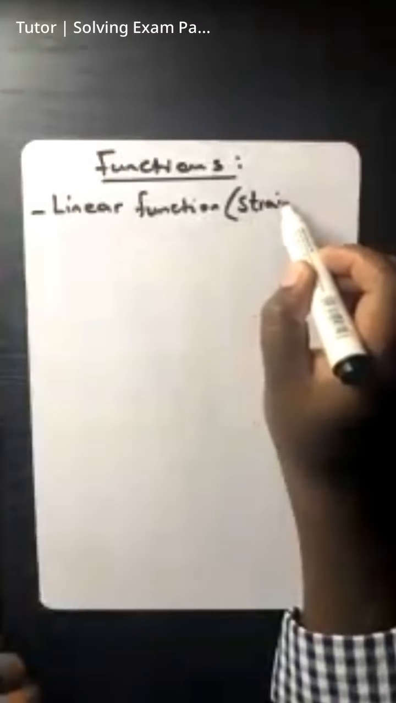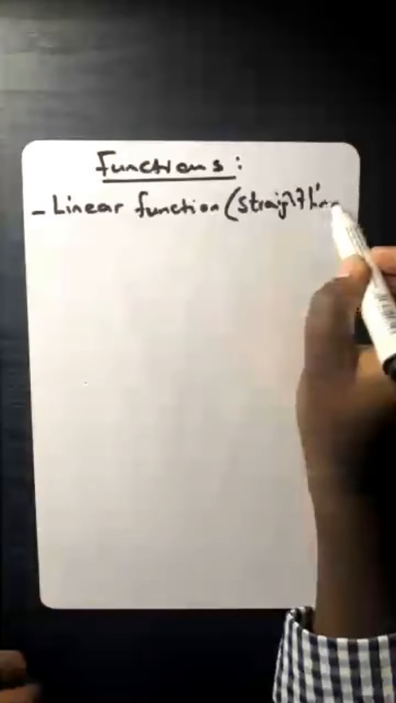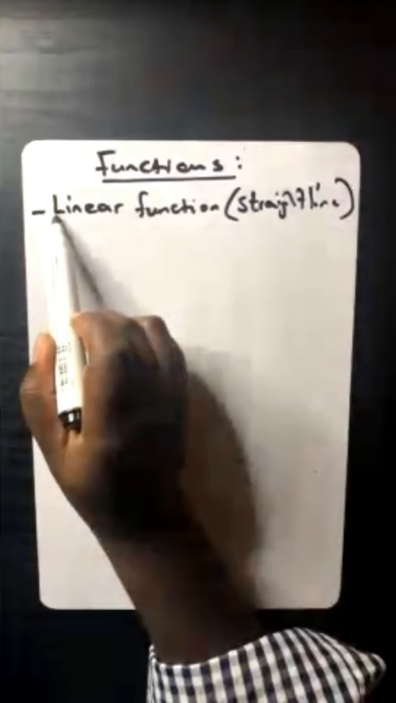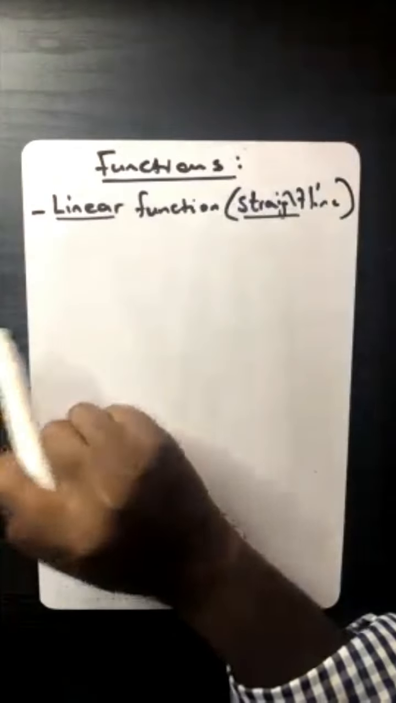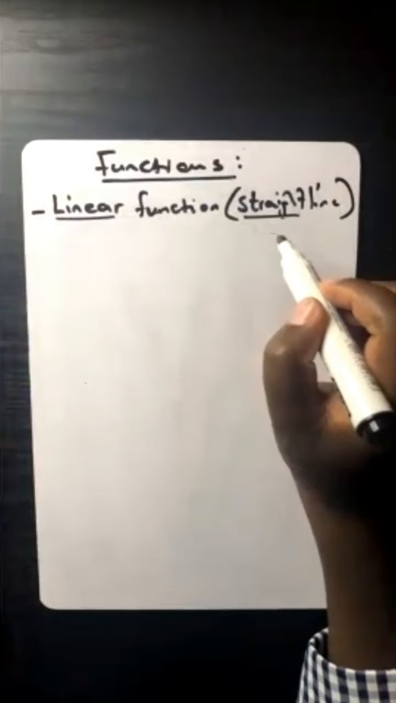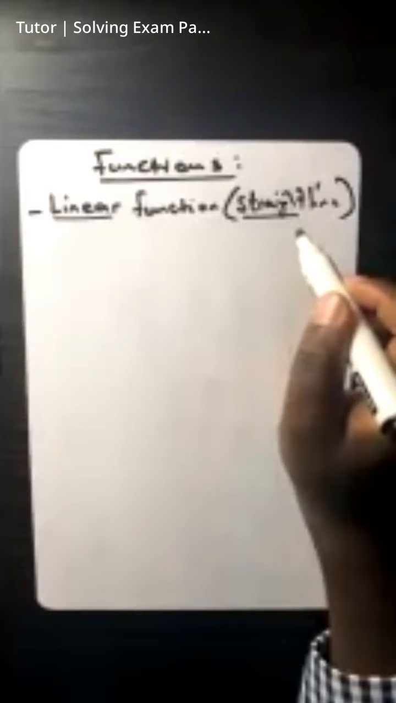This is also called a straight line. So the moment we talk about a linear function, you know we are talking about a straight line. The word linear goes hand in hand with straight. So don't get confused when sometimes they call a straight line a linear function, or they call a linear function a straight line.